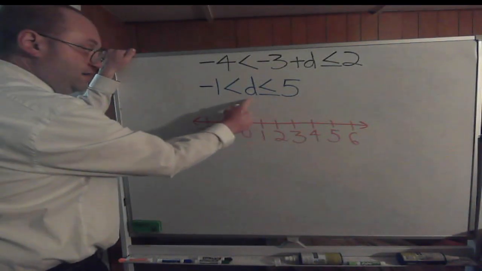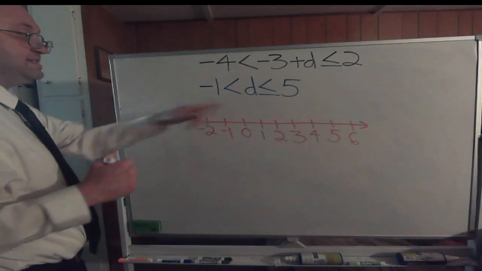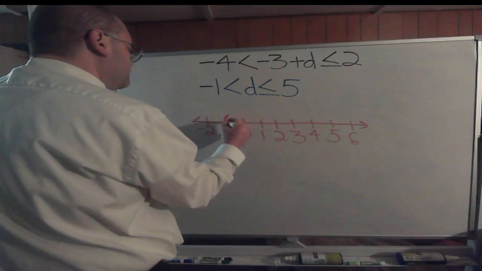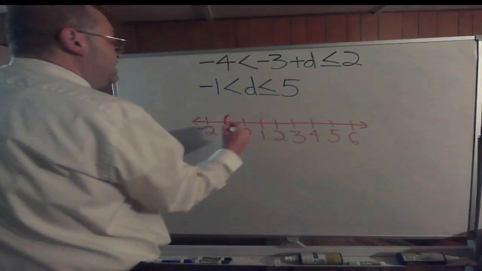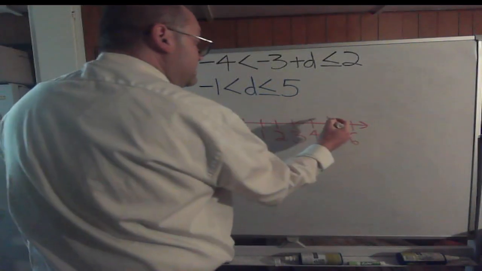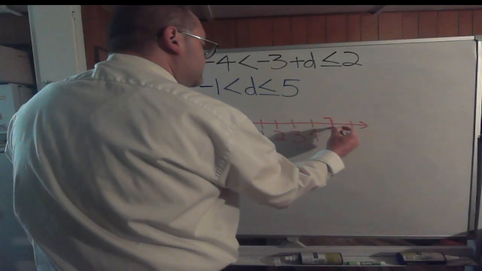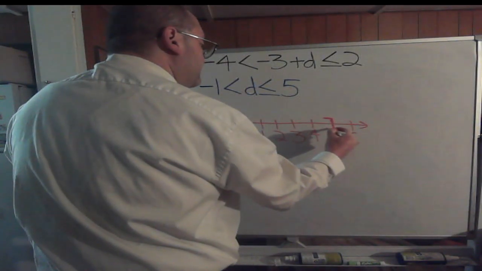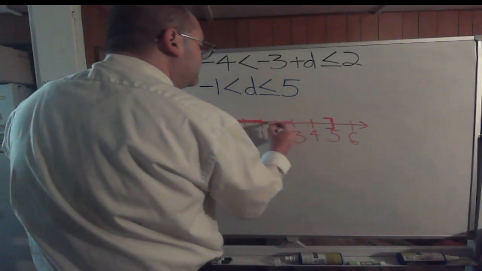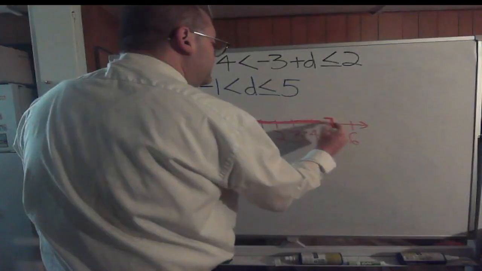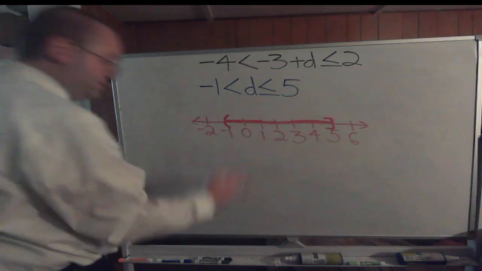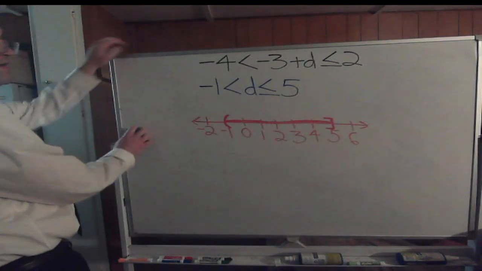Now it starts with -1 is less than d, so since it's just less than, you'll put a parenthesis at -1, the open part of the parenthesis facing towards the right. And now since d is less than or equal to 5, at 5 I'll put a bracket, but the open part of the bracket facing towards the left. And then I'll just simply shade the region between -1 and 5. That's all I'm going to do. And that would be the solution. That would be how you graph it.